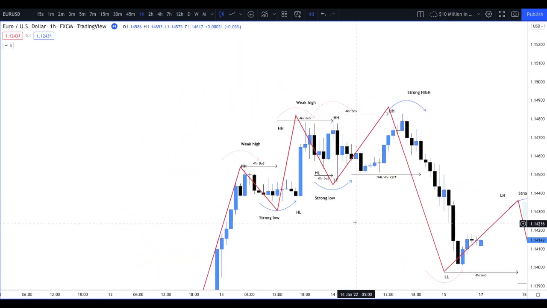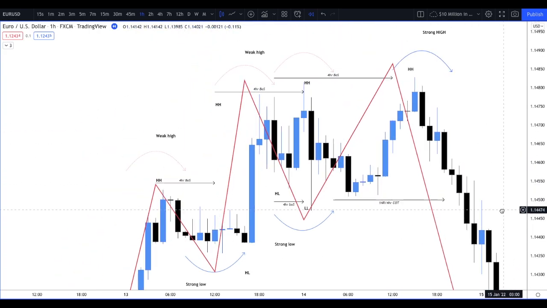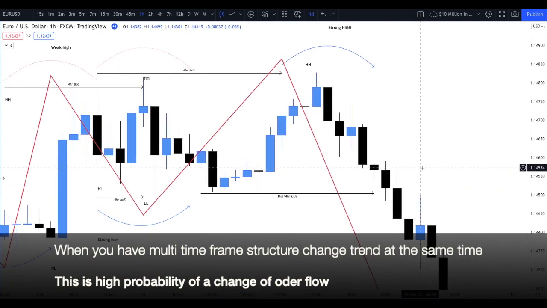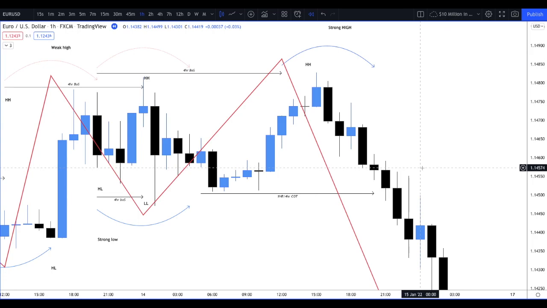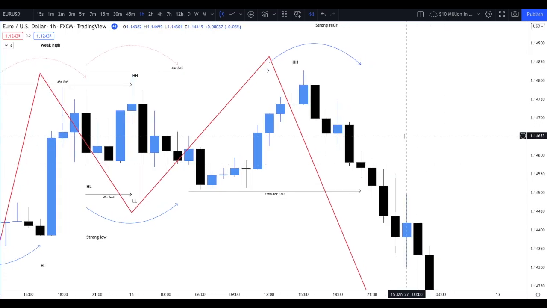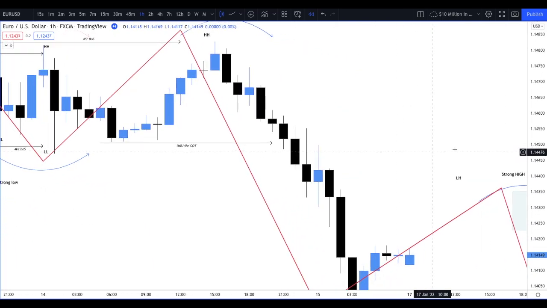So we'll start at the top here. As you can see, we were making a higher high on the 1 hour, and where's our last 1 hour low? Right here. We've made a higher high here. I'll zoom right in. Higher high, higher low. So we actually had a 1 hour and a 4 hour change of trend right here at the same time. When there are multiple time frames breaking structure or changing trend at the same time, this is multiple confluences of executing high probability trades. So please remember that.